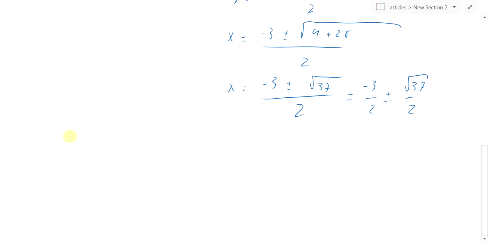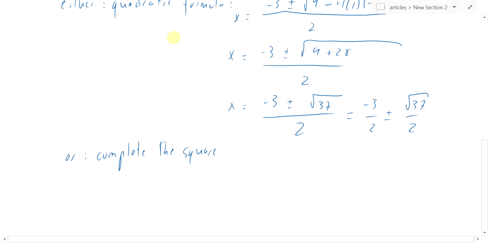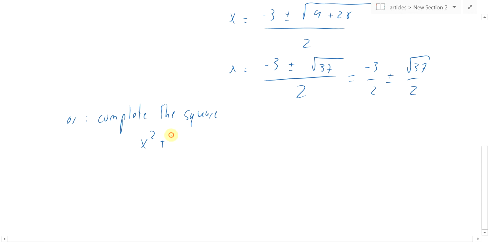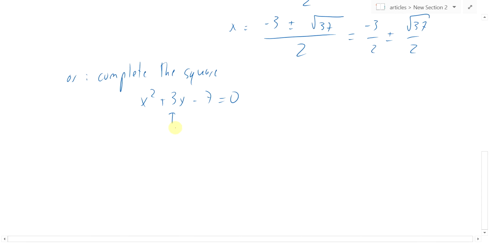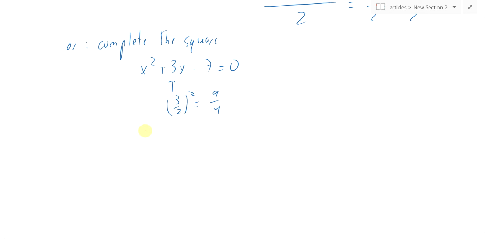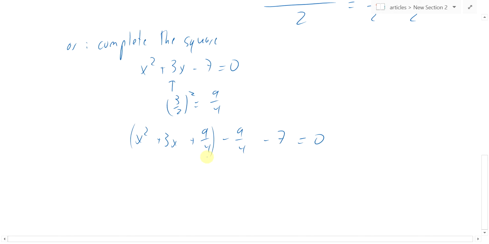Another way to do that is to complete the square, because we learned how to do that previously. You can solve quadratic equations by that. We have x squared plus 3x minus 7 equals 0. We look at 3, take half of that and square it, and that gives you 9 over 4. Then we add the 9 over 4, subtract the 9 over 4, and you still have the minus 7 equals 0. Haven't changed anything, but these three terms now are a perfect square.